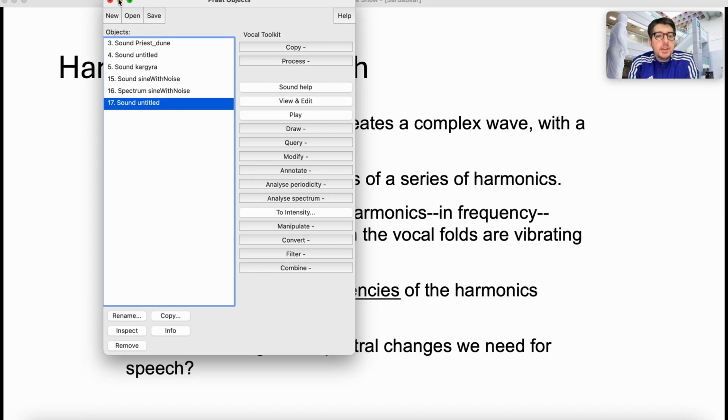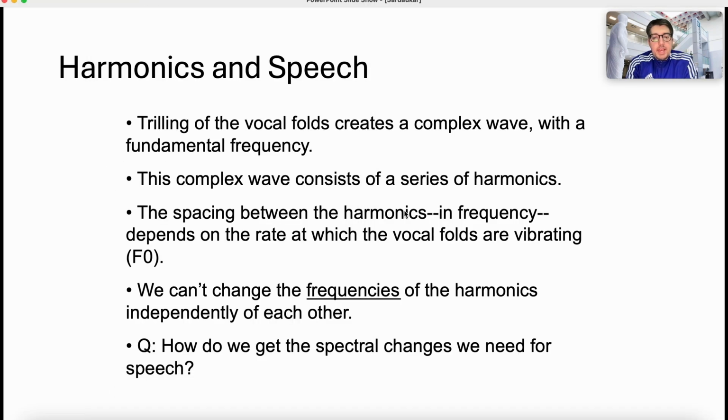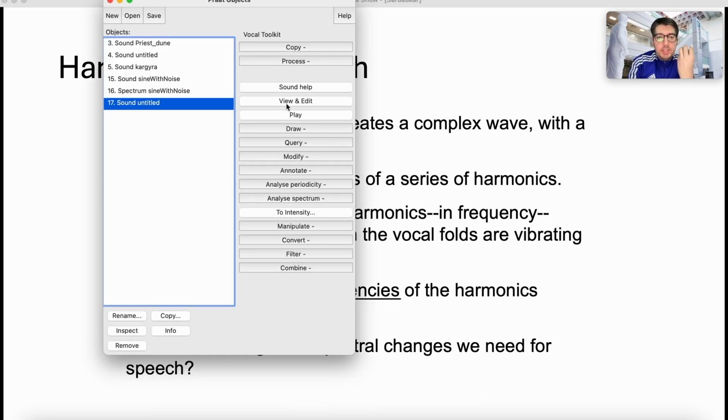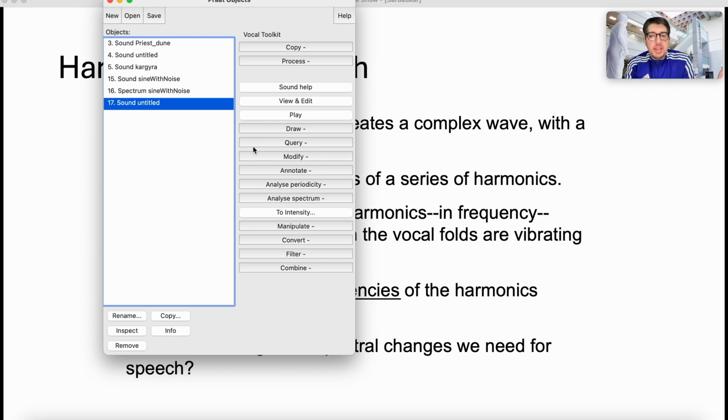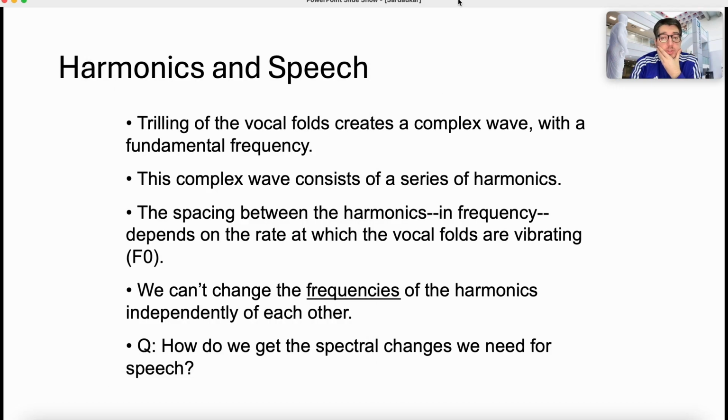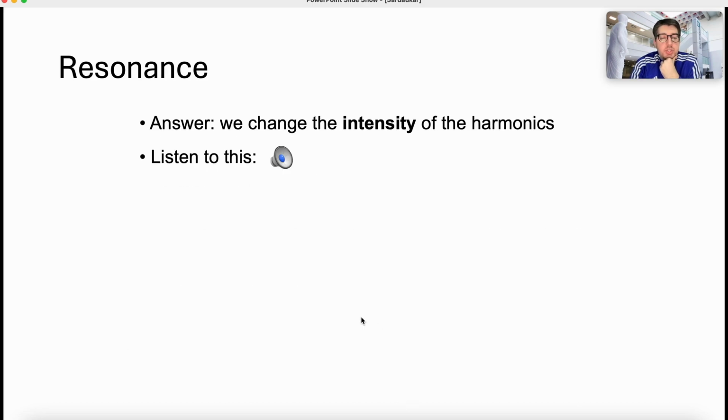All right, very well. But this is still not speech. I need some change. This is just one vowel. We don't speak like that. We need some changes in speech, right? Some spectral changes. The answer is the resonance. The answer is that we change the intensity of the harmonics.